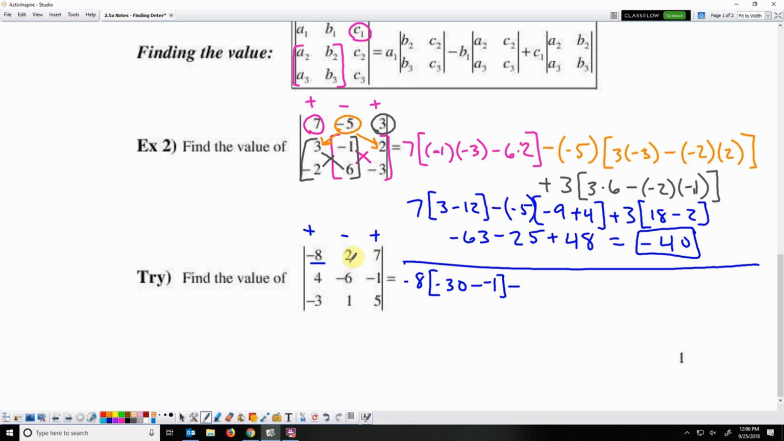Okay, so that was the positive, now negative. Then positive. So 2, and then we're going to use the 2 outer columns. So 2 times 4 times 5 is 20, minus negative 3 times negative 1 is 3. Okay, then we're in a positive column. 7 times, and then we use these 2 rows away from that 7. 4 times 1 minus negative 3 times negative 6, which is 18.